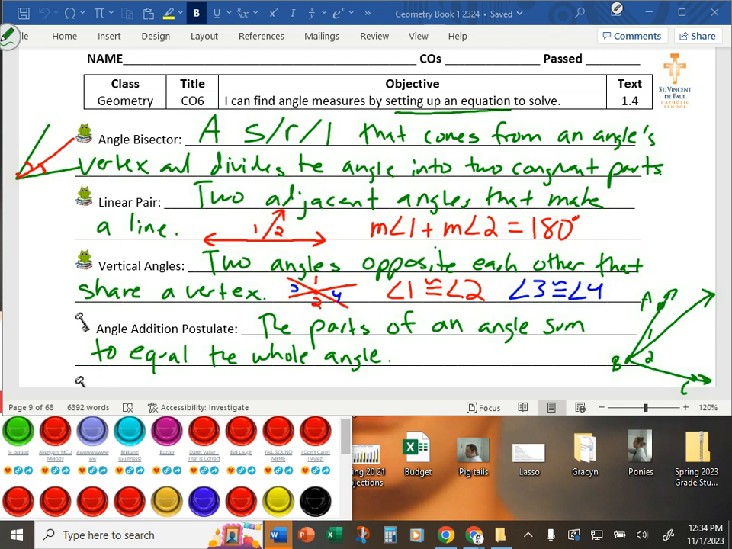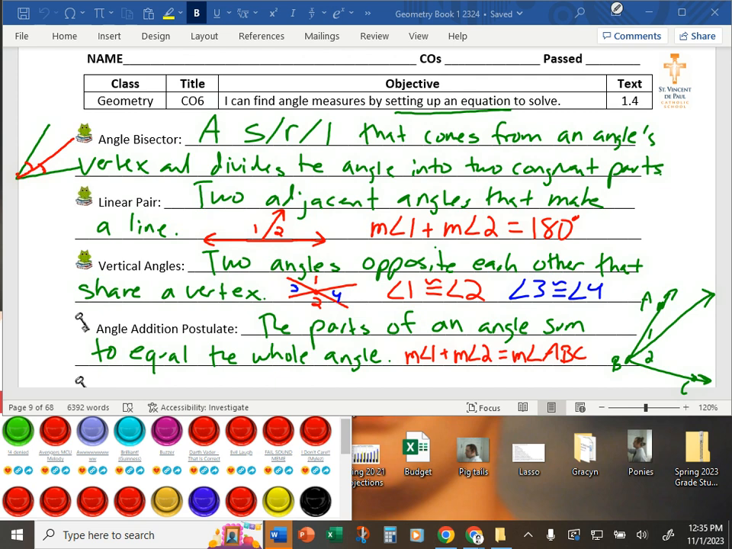So what the angle addition postulate says is that from this angle, the relationship I can write is the measure of angle 1 plus the measure of angle 2 equals the measure of angle ABC. Basically, the two parts that I divided this angle into, 1 and 2, add up to equal the whole thing. So if angle 1 was 20 and angle 2 was 70, you would know that the whole thing, ABC, would be equal to 90.